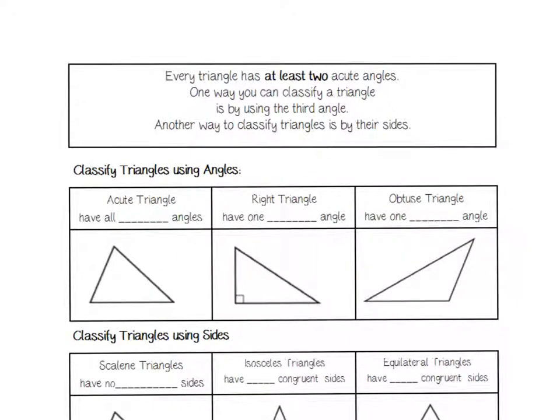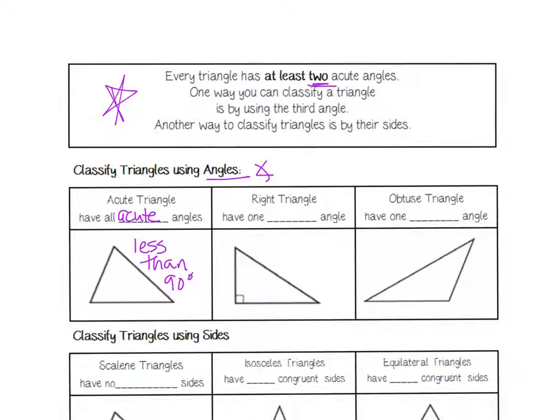All right, here's an important part you need to remember right here. Every triangle has at least two acute angles. One way you can classify a triangle is by using the third angle. Another way is to classify by using their sides. So first we're going to start with angles. And remember those angles, we can use that symbol. An acute triangle has all acute angles. That means that they're less than 90 degrees.